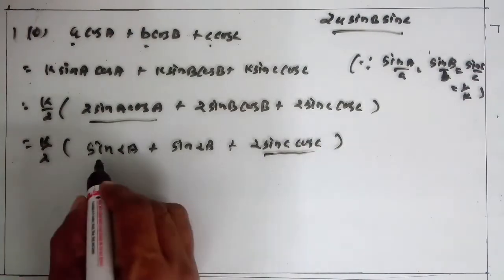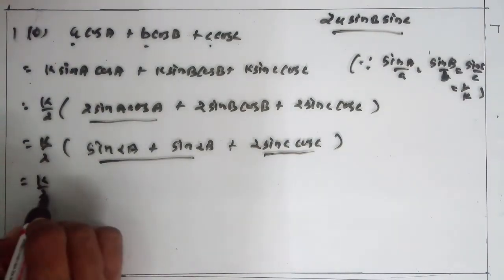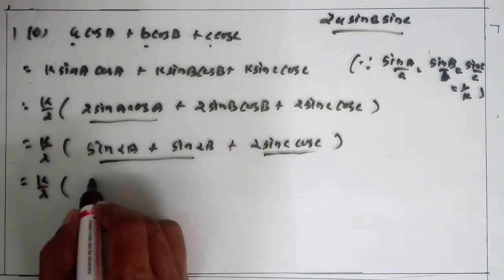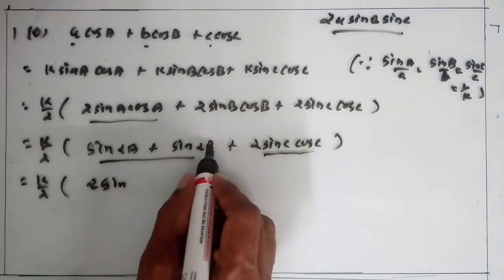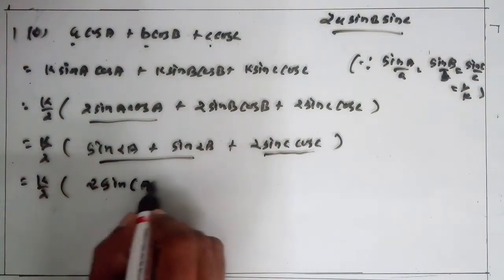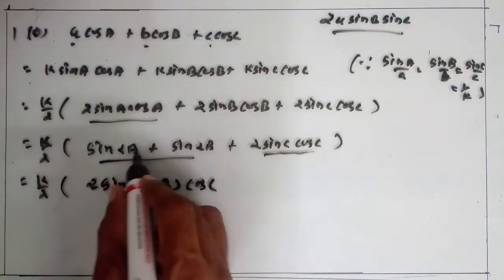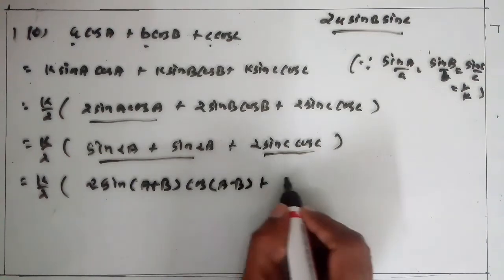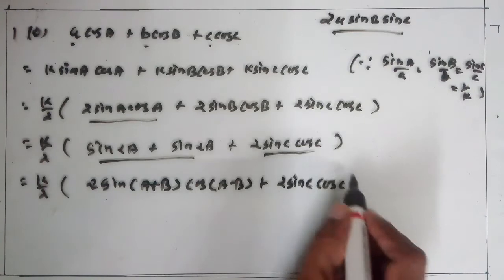Remaining same. Here we apply sin C plus sin D. So K by 2 into (sin A plus sin B) is equal to 2 sin, take the addition of these two divided by 2, so (A plus B) by 2, into cos of (A minus B) by 2, that is (A minus B) by 2. Clear? Plus 2 sin C cos C.